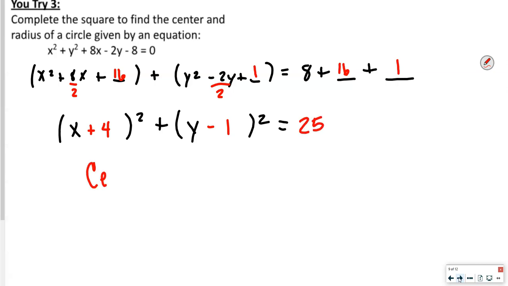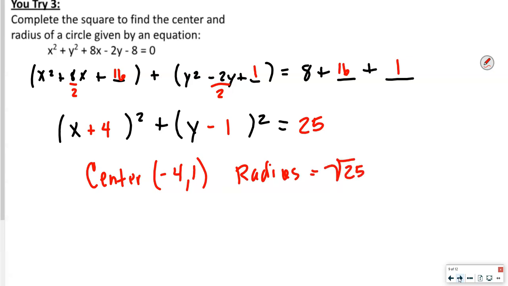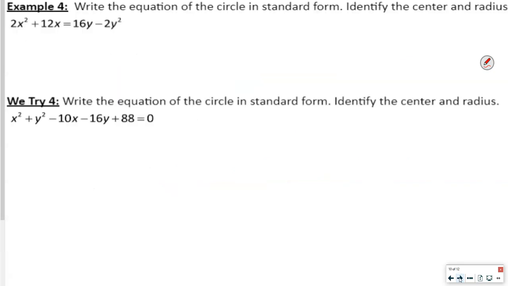So once again, our center, pull the numbers, change the signs. Negative 4, positive 1. And our radius is going to be the square root of 25, which is 5. Okay? All right, so this next one's a little bit different. It says write the equation of this circle in standard form, identify the center and radius.